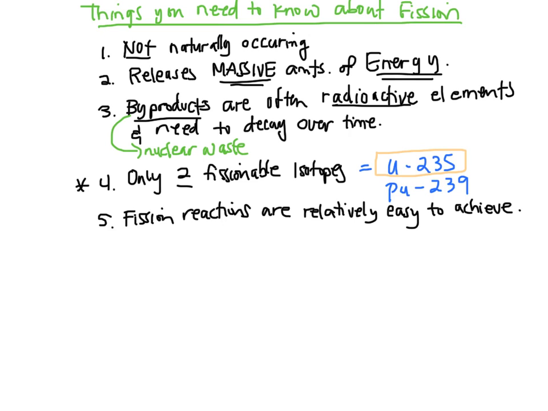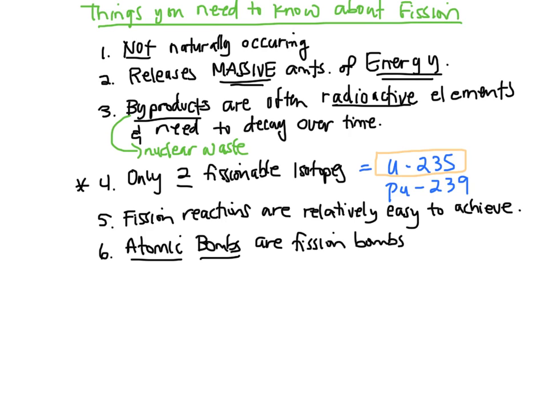Fission reactions are relatively easy to achieve, meaning that all you've got to do is have a particle accelerator and a sample of a fissionable isotope, and you can make this happen. You just have to wing the neutrons fast enough that when they collide with that unstable nucleus, they will split it into pieces. And the other thing you need to know is that atomic bombs are fission bombs, meaning that whenever you hear someone talking about an atomic bomb, it works off of a fission reaction.